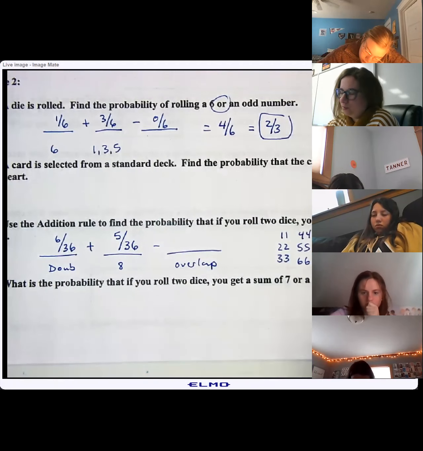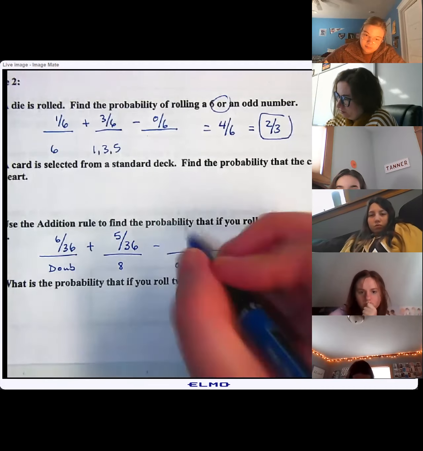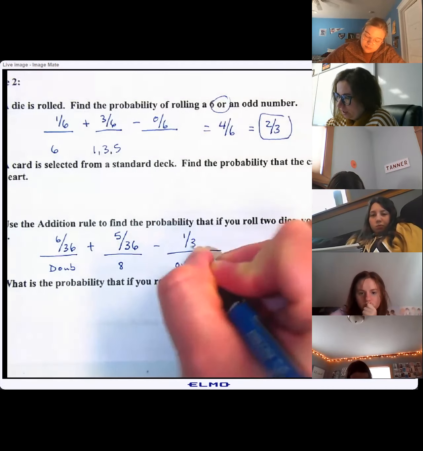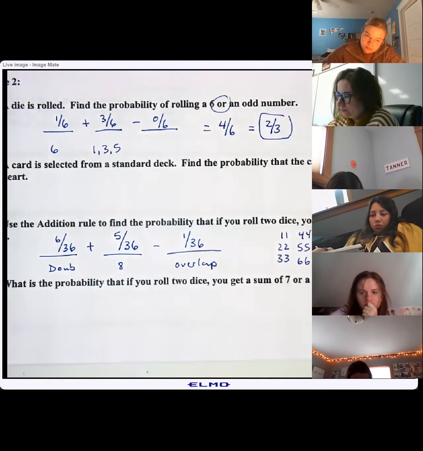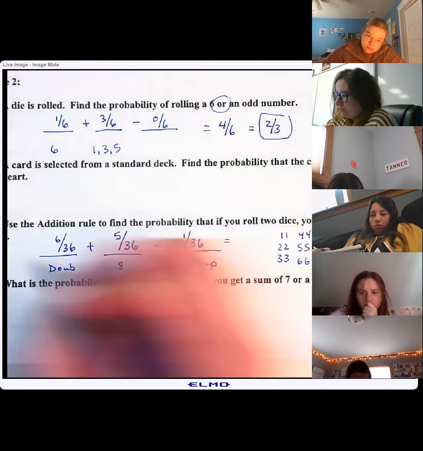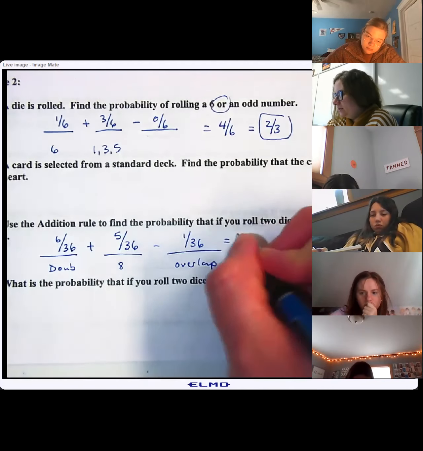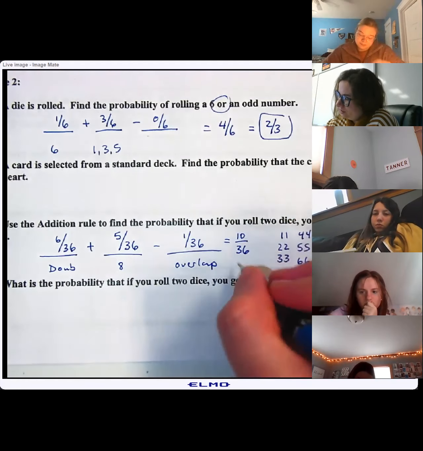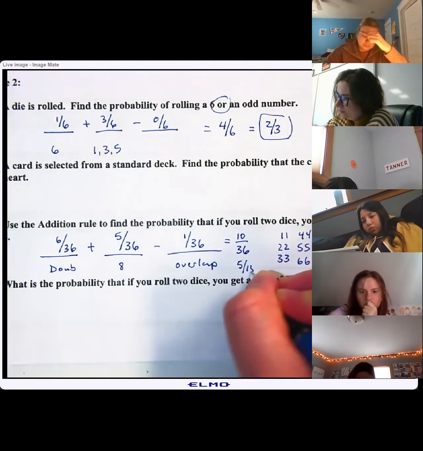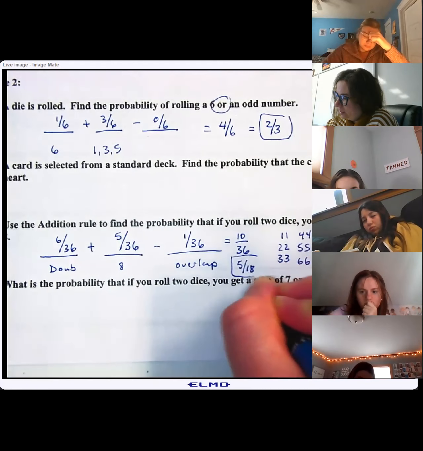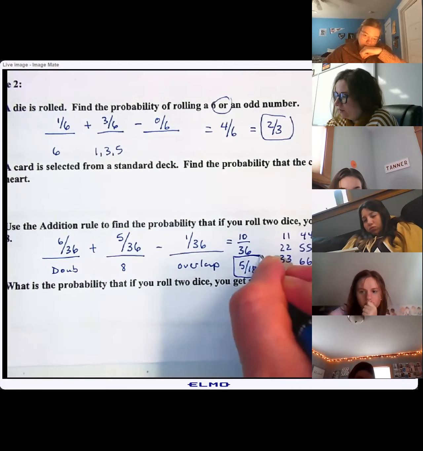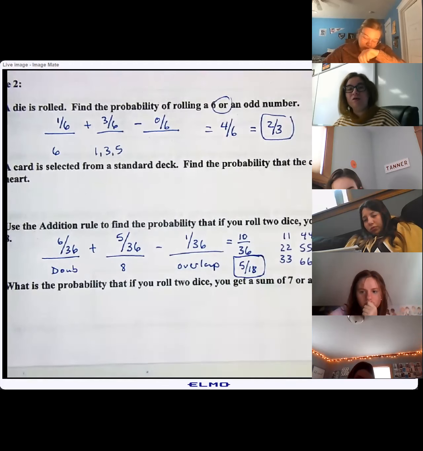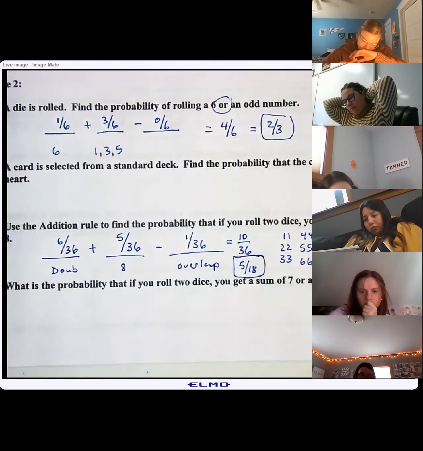Then what's the overlap? What in here did I count twice? 4s. Right. So that'd be an overlap of 1 out of 36. So 6 plus 5 is 11, minus 1 is 10, 10 out of 36. Same thing as 5/18. And remember, on the AP exam, you can either have a simplified fraction or 3 decimal places when you're talking about probability.